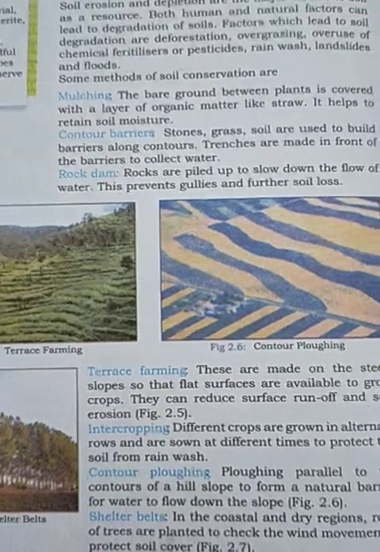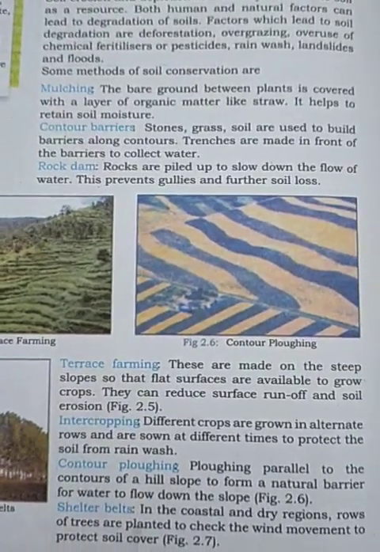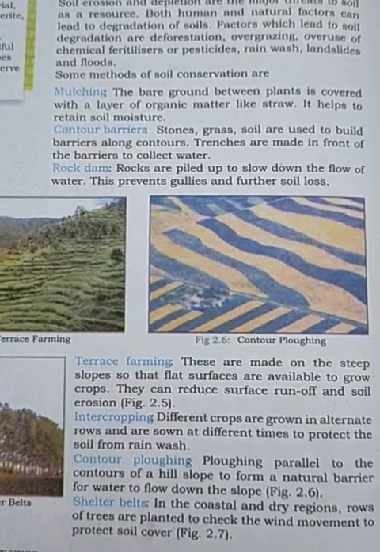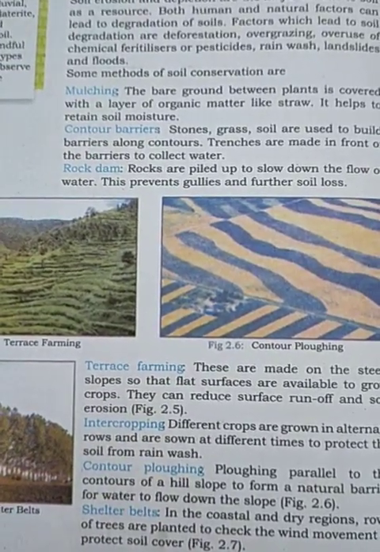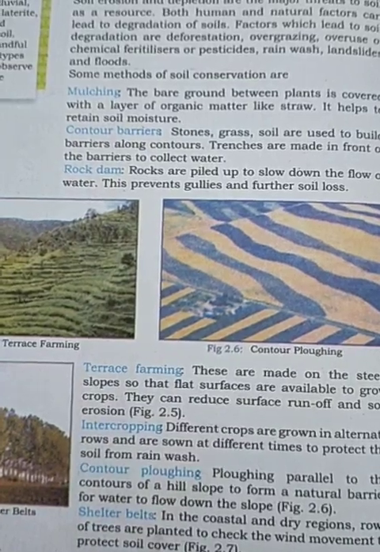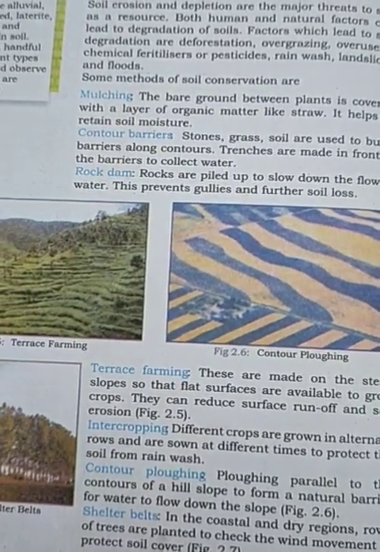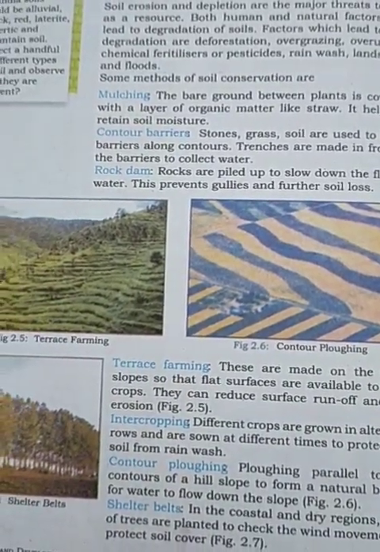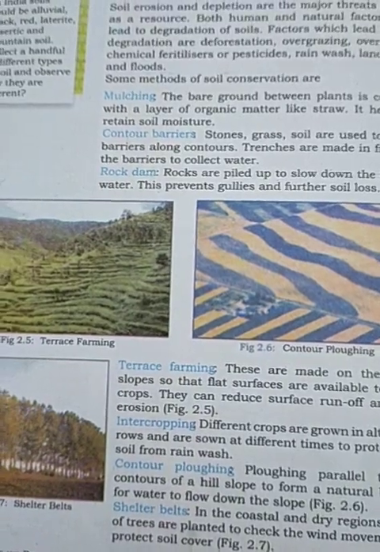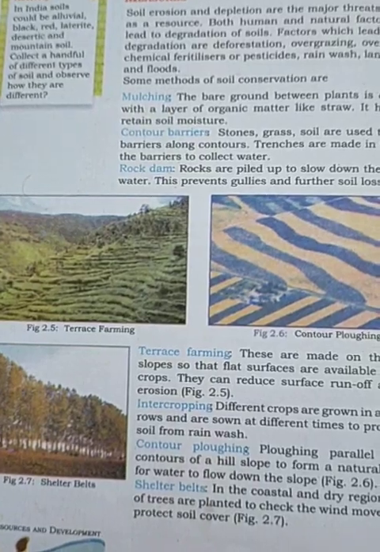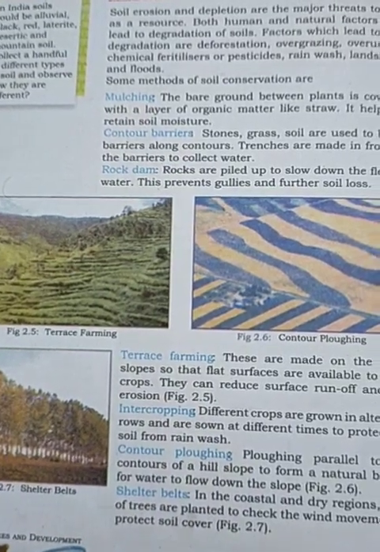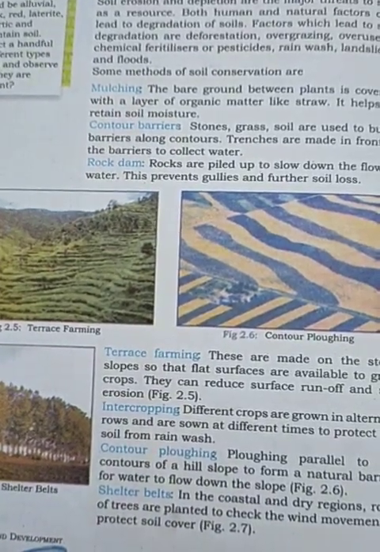Then next comes shelter belt. Especially in dry regions and coastal areas, rows of trees are planted instead of stones and rocks. Why? Because when heavy wind is there, soil is also blown off. So to prevent this, to have a check on that, you grow trees. That is, natural barriers to control the wind movement and to protect the cover of the soil.